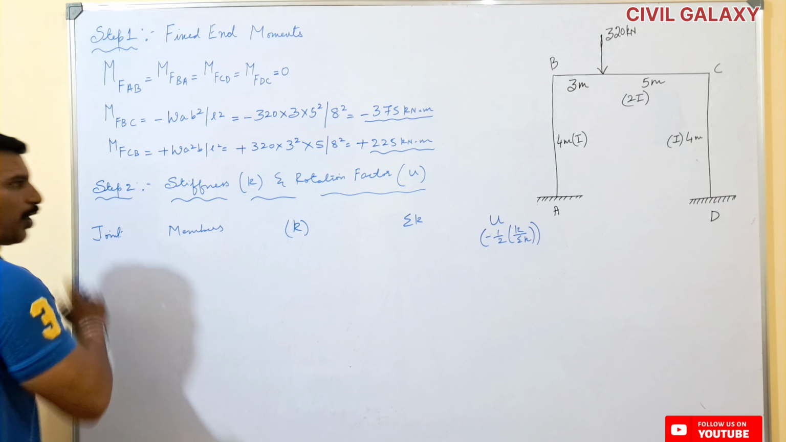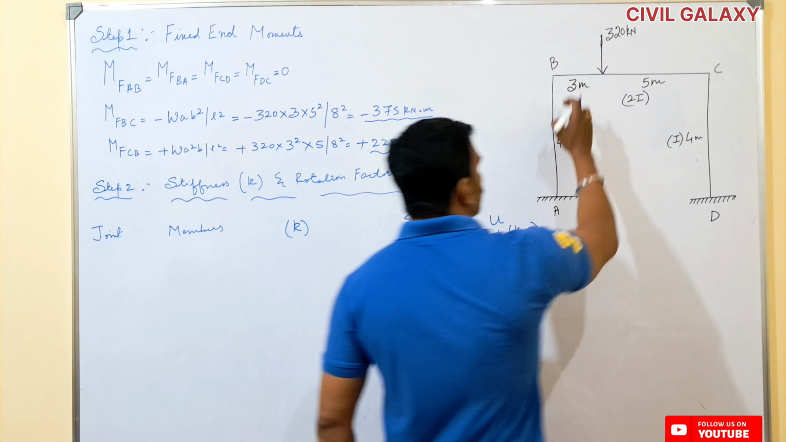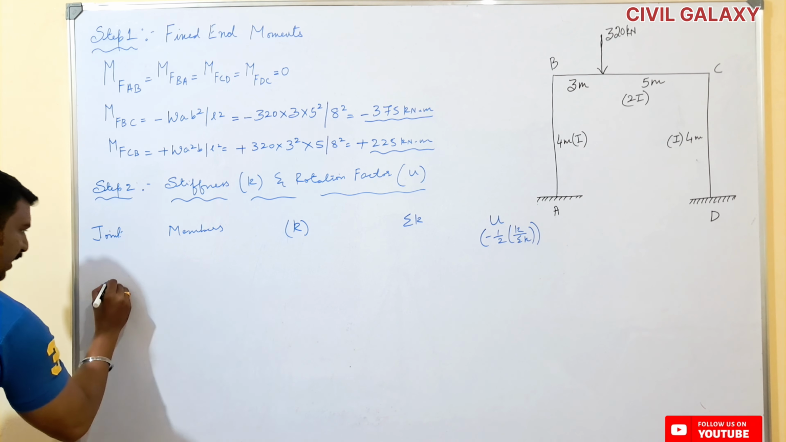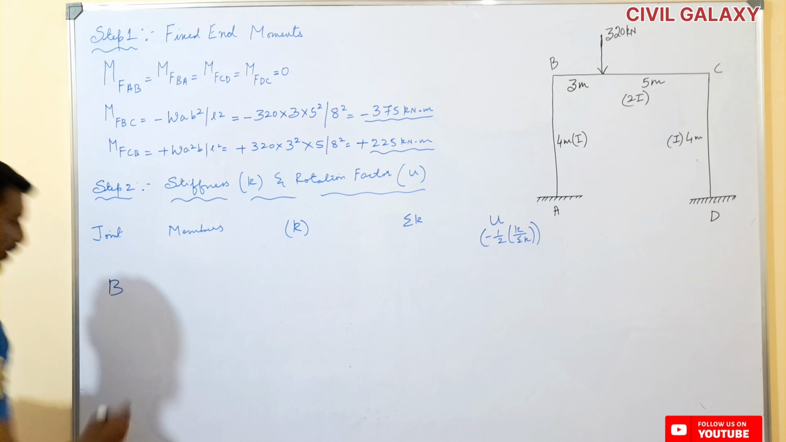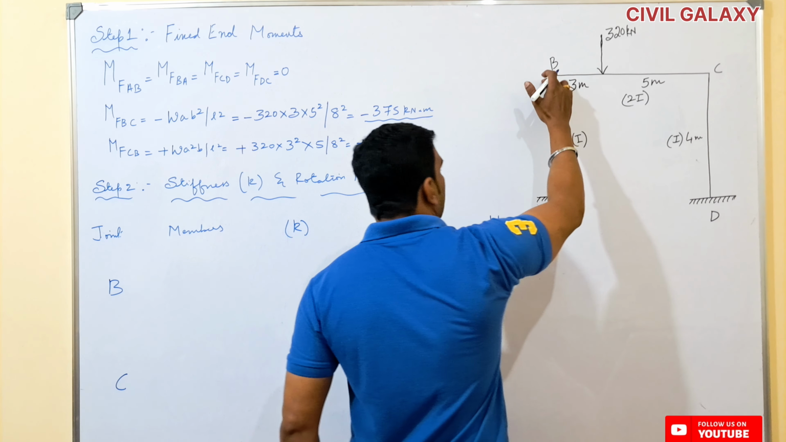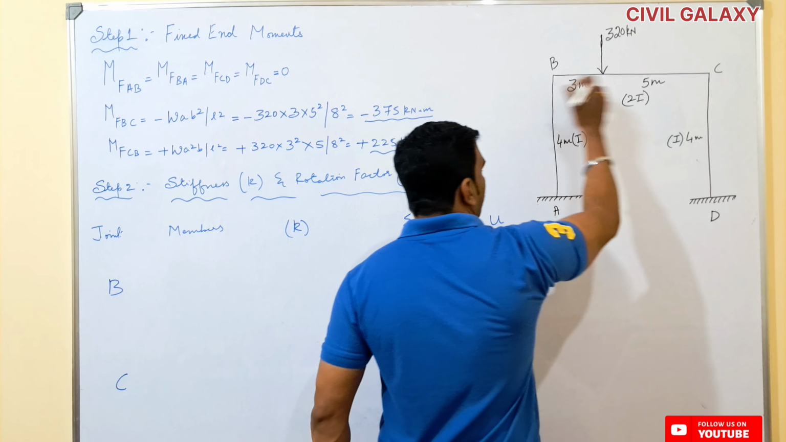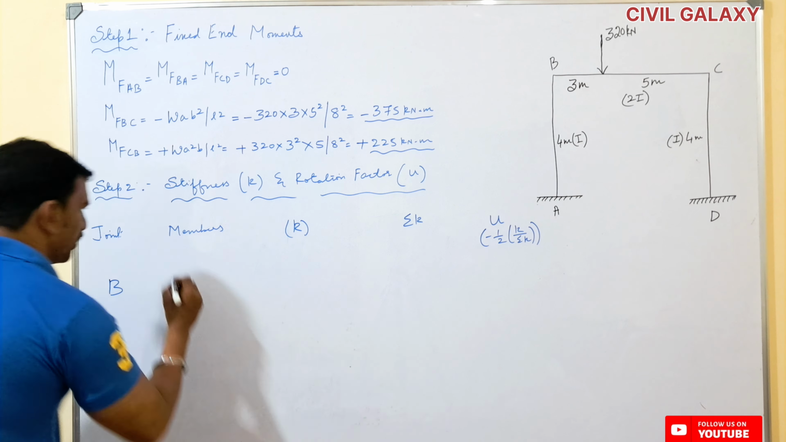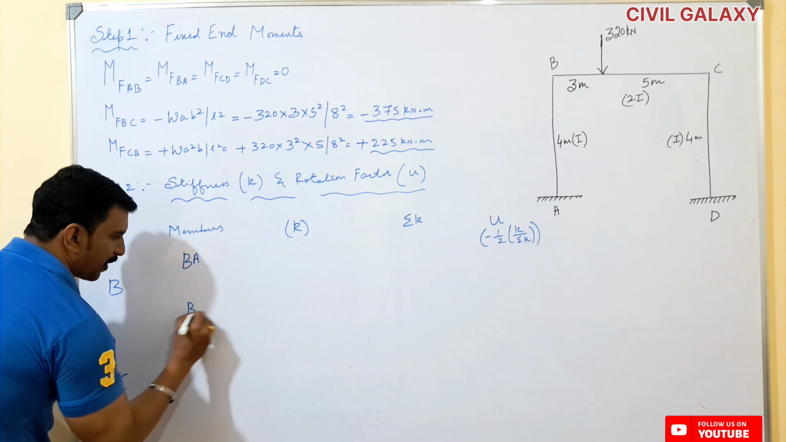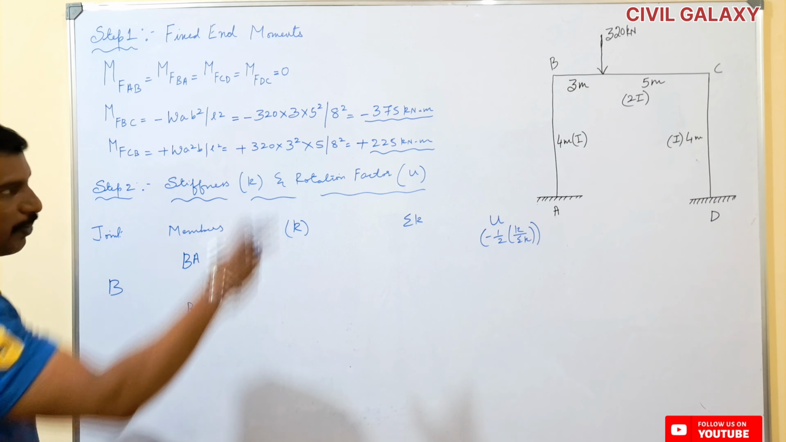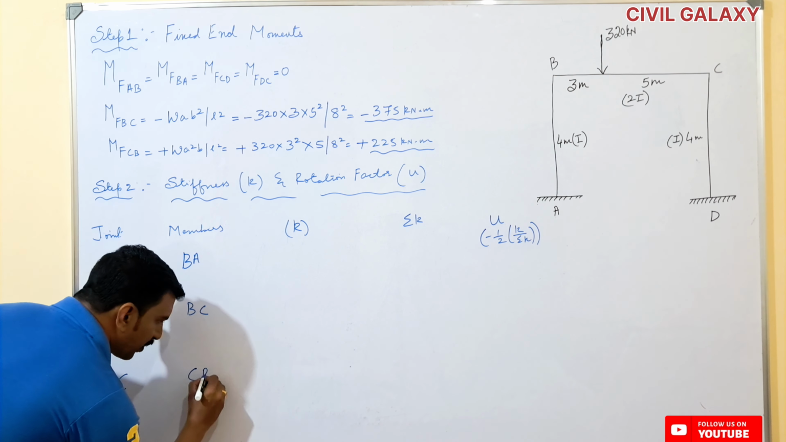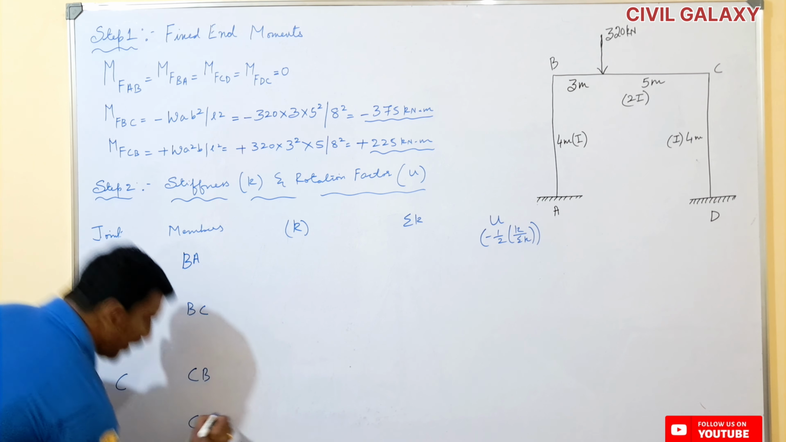If we consider the joints, we are having two joints, B and C. Joint B is connecting to a member from B to A and from B to C. So we are having two members over here, BA as well as BC. Similarly, joint C connects the members C to B and C to D.